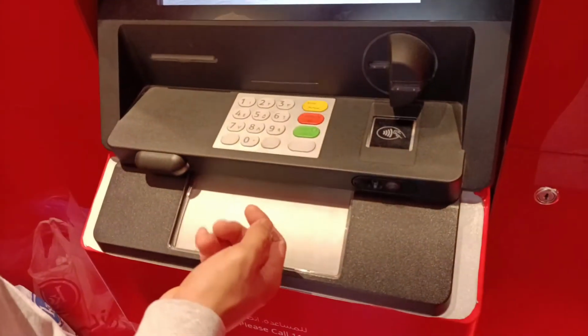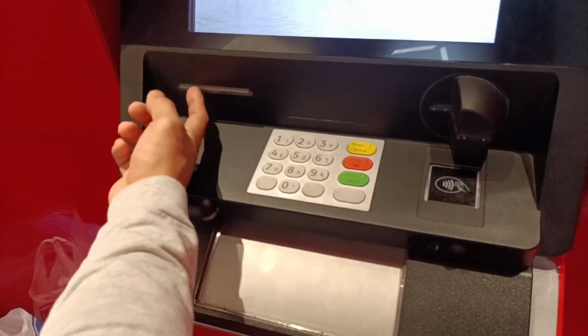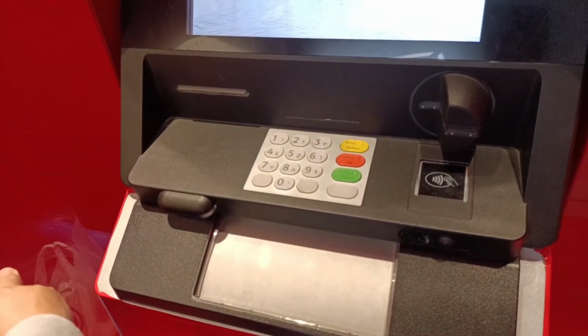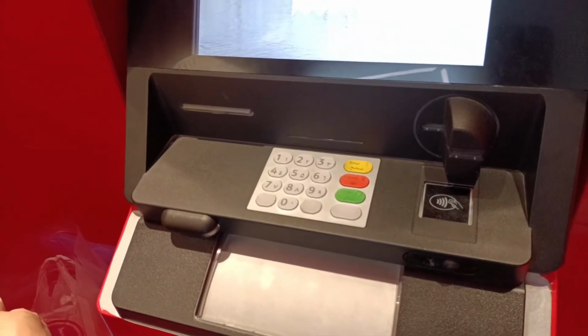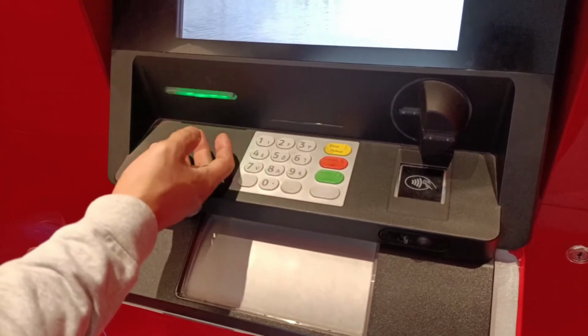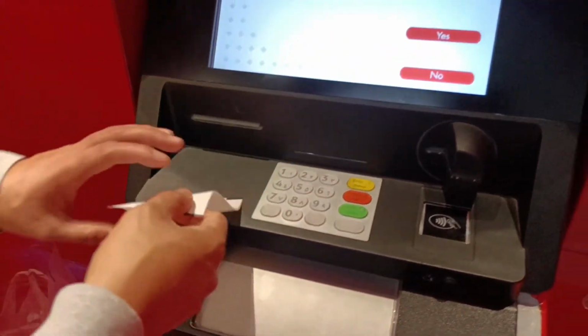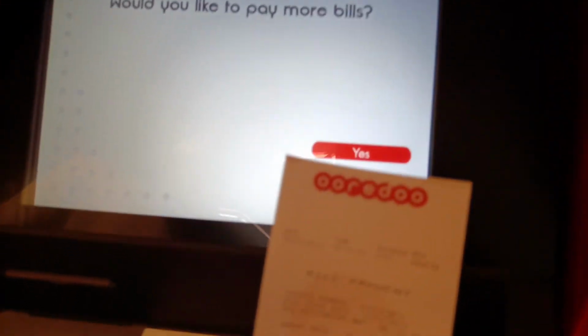Patura kayo dire. Kailangan. Ito po lalabas yung bill niyan. Ayun, walang lumabas. Wala ng papel. Meron yan. Umilaw na. So, ibig sabihin, okay, automatic. So, would you like to pay more?